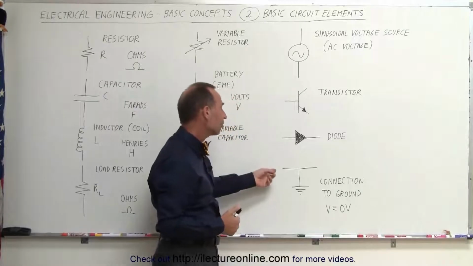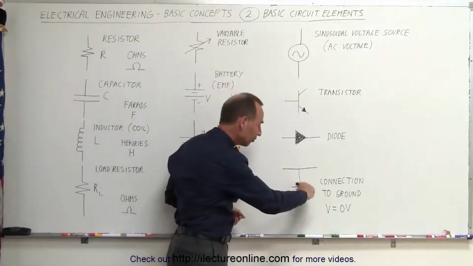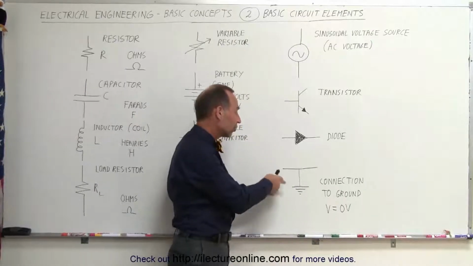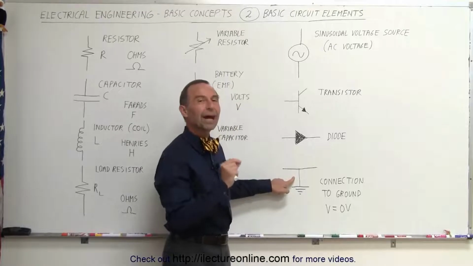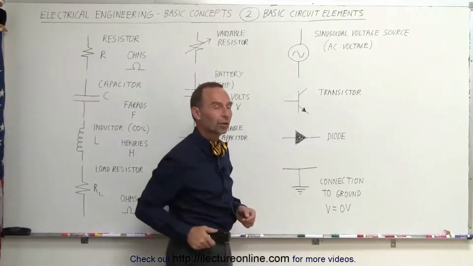And finally, we have what we call a connection to ground. This is a ground connection. We have a series of small lines that get shorter and shorter. That means when your circuit is connected to ground, the voltage will be zero at that location, and that then becomes your reference voltage of the circuit.